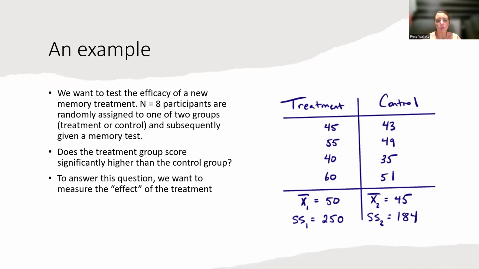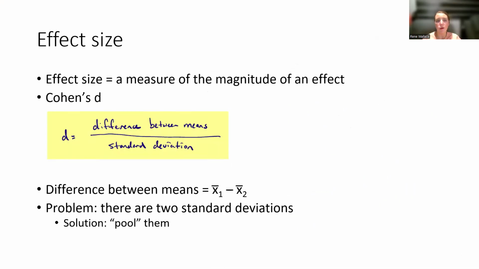To answer this question, we want to measure the effect of the treatment, right? At the end of the day, both of these groups took the same test. Did the group that did the treatment get a significantly better result, right? Was their memory improved? And so we have some math down here, right? We see some statistics, but what do those numbers mean? So x1 is 50, x2 is 45. The means are different, but are they significantly different? So we're going to turn this wordy question into a stats question and figure it out.